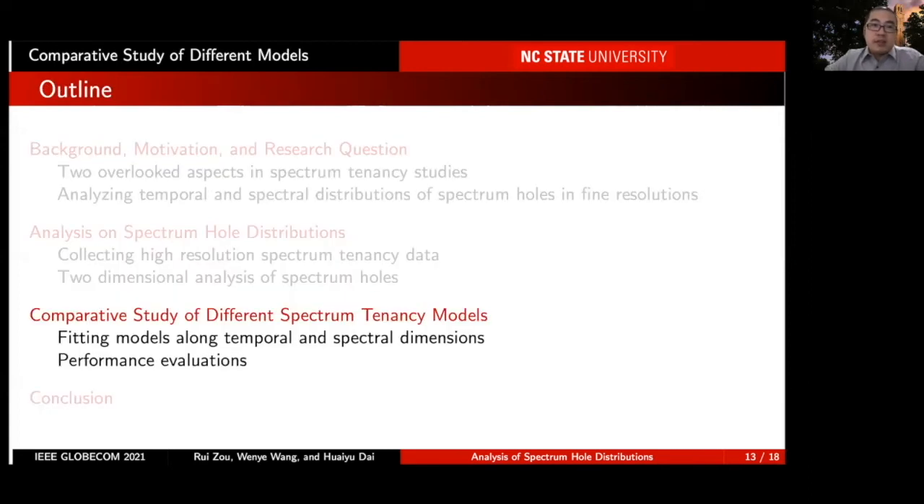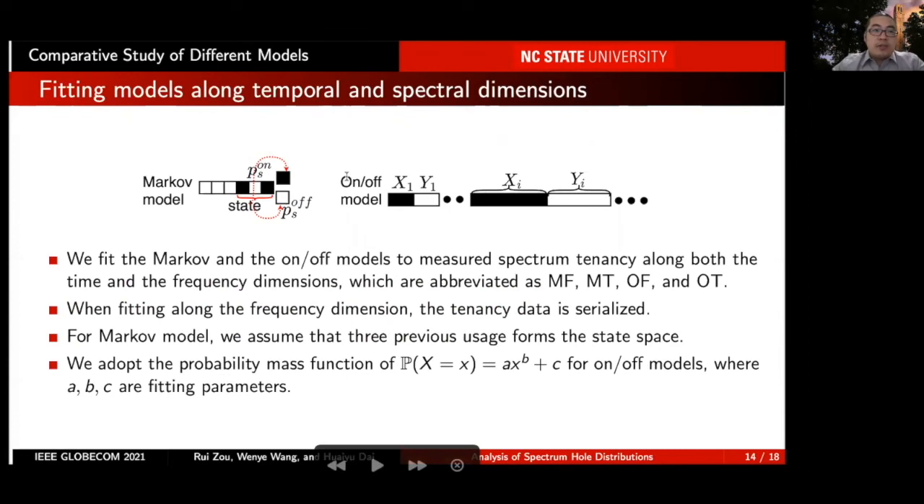In the third section, we study the different fitting performance of Markov and on-off spectrum tendency models when applied in the temporal and the spectral domains. Now, let's briefly introduce the two widely adopted models, the Markov and the on-off models. When the Markov model is used, it is assumed that a number of spectrum usages in previous time slots form a state with which certain probabilities of the next tendency status are associated to be either on or off.